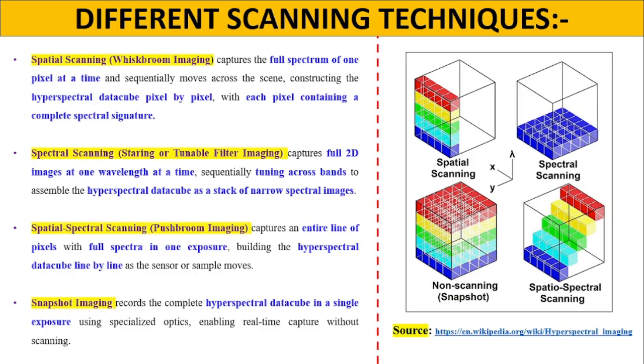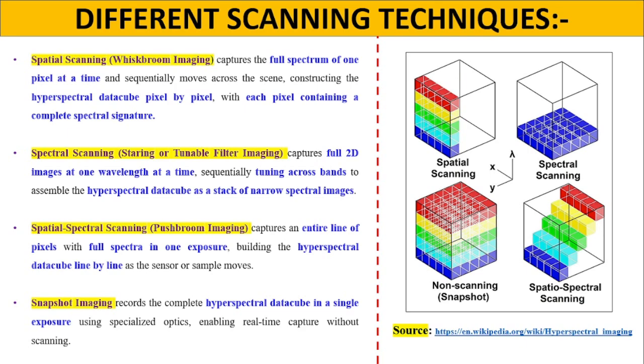Now the problem here is that when the particular image is being converted to a hypercube, there might be chances that some things are lost. Some information is lost in that part, which is a great disadvantage.